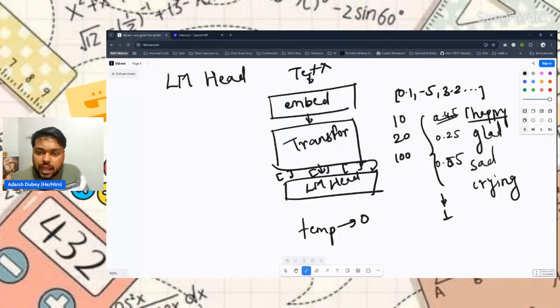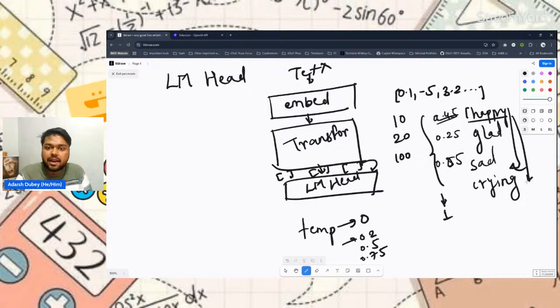But what does that mean? That means it kills the creativity. There will be something very less creative. It will be very generic text. If it is something around 0.2, 0.5, something like 0.75, then it considers the top 3 or top 4 and it will choose anything at random. So because it chooses anything at random, it has this opportunity of being creative.